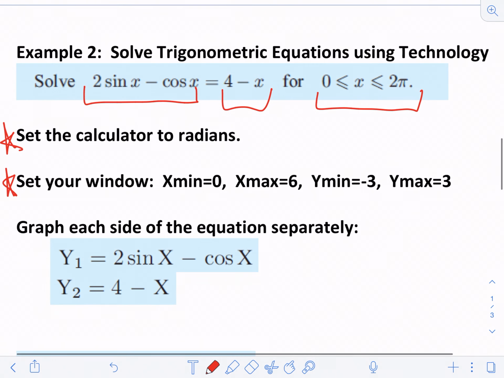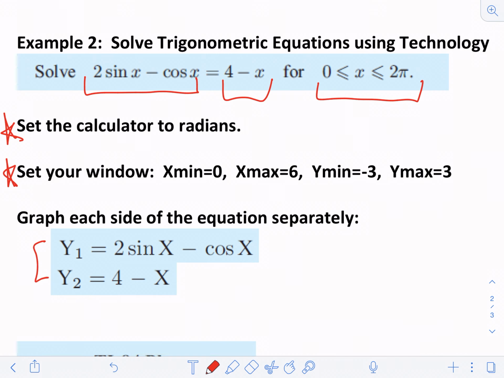So I'm going to look at these two graphs. I'm going to graph 2 sine x minus cosine x, and I'm also going to graph 4 minus x. I'm going to graph each side of the equation separately. So go ahead and press the y equals button and enter those two in and hit pause on the video, and I'll wait for you to do that.